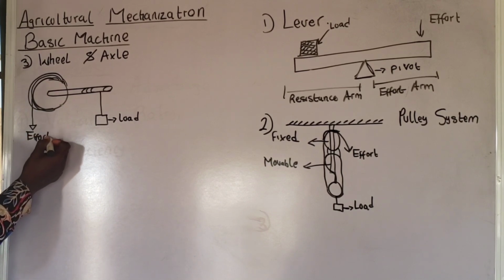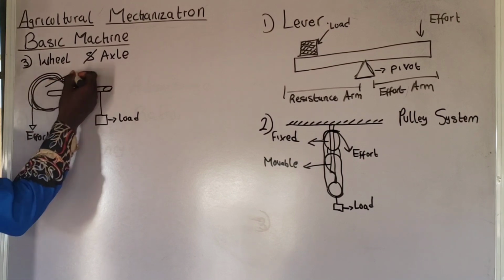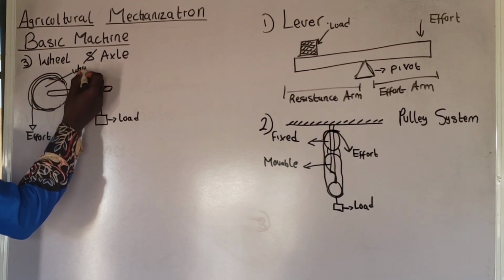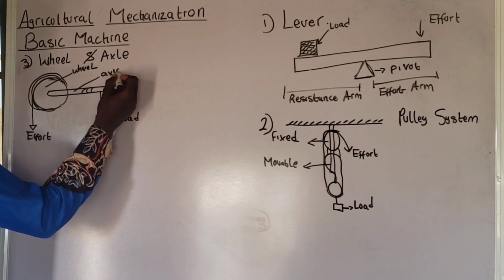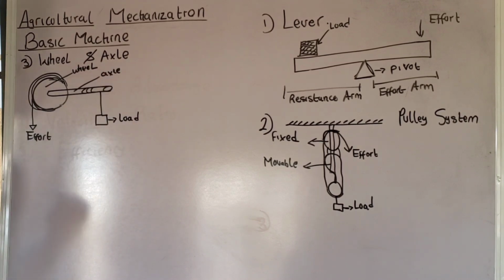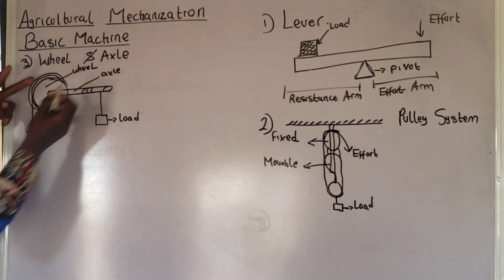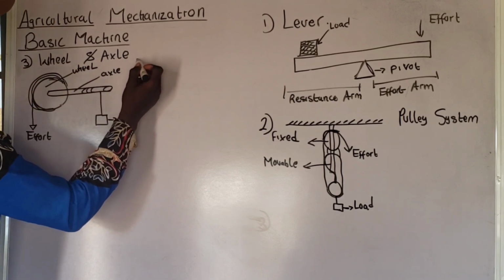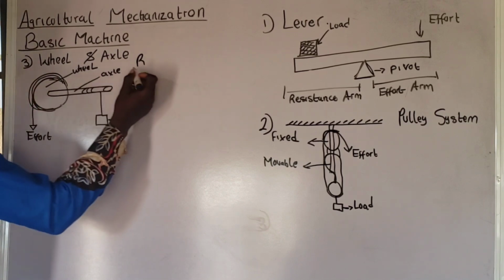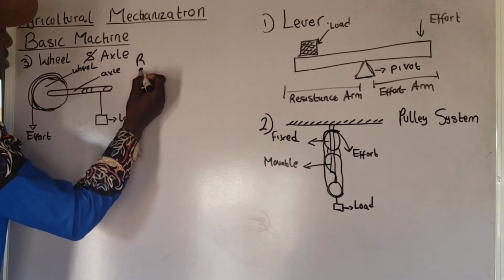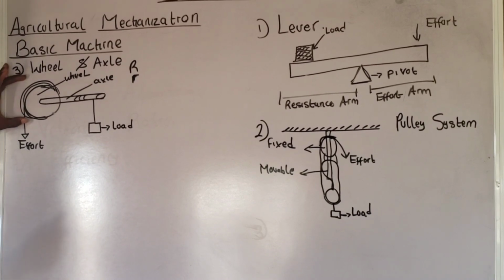This is the wheel. That is why we call it wheel and axle, and this is the axle. On this wheel and axle, we have the radius of the wheel, which is represented as big R, and the radius of the axle, which is represented as small r. Please pay attention: this is the wheel and this is the axle.